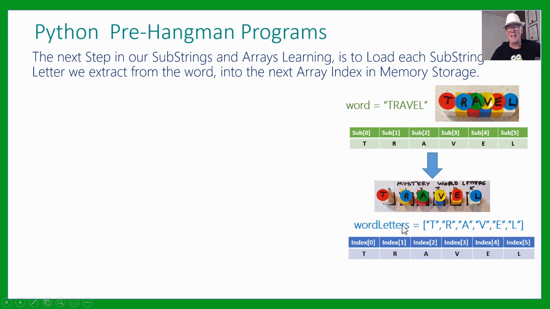This one here, word letters, is an array, and that's where we're going to have each letter of the word in its own separate memory container in memory. Here we've got 6 different containers with 6 different letters in it. In this one, we've only got 1 container in memory, which just has the word travel in it. So that's an important thing to understand.